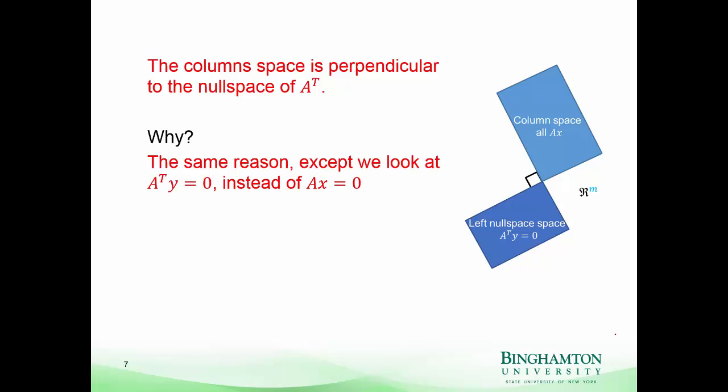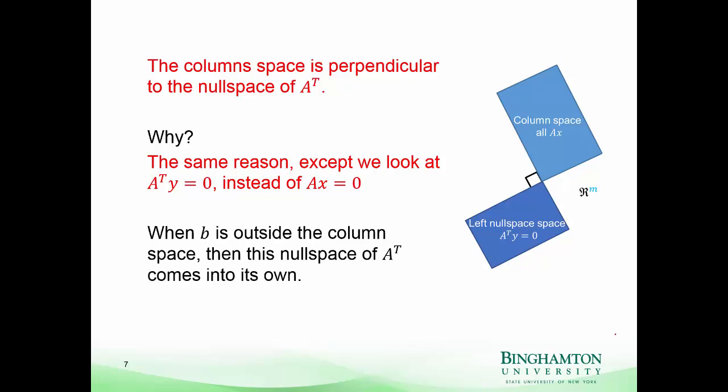What about the column space and the null space of A transpose, the left null space? Same thing. They are orthogonal to each other. Why? Same exact reasons. We could go through the same argument just switching the roles of A and A transpose. And we would have it.